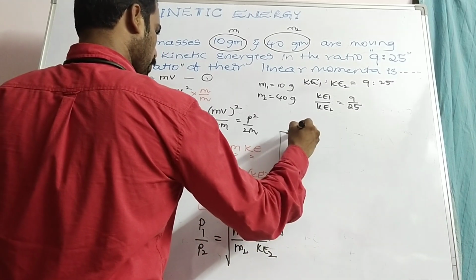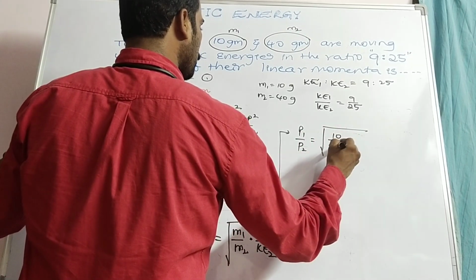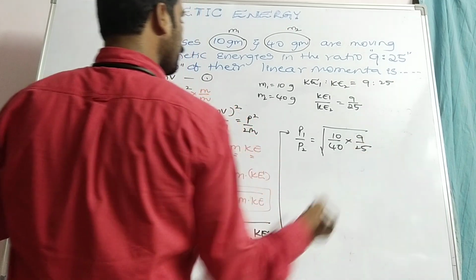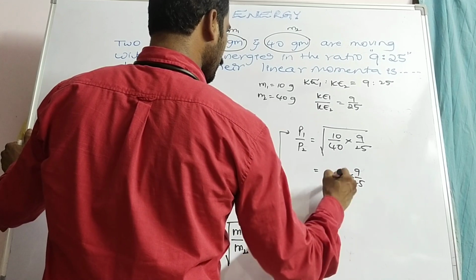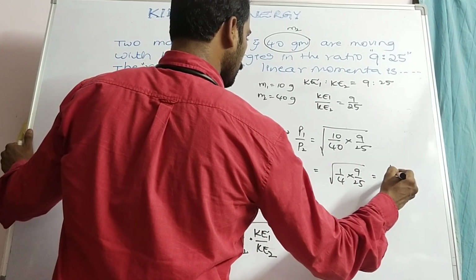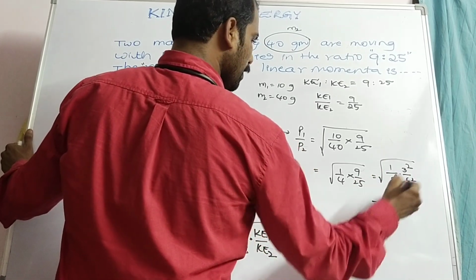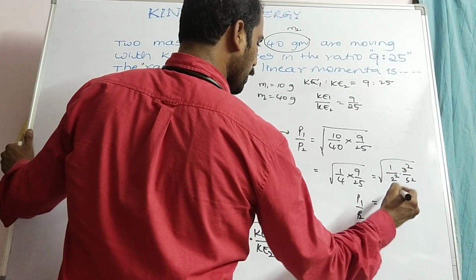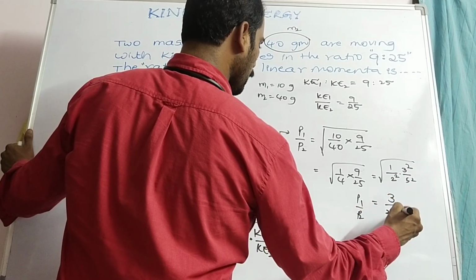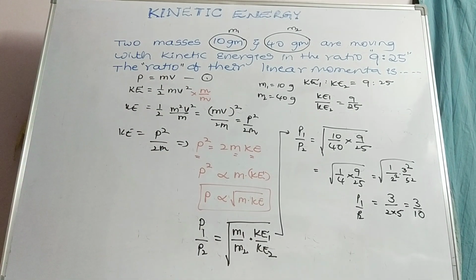Now P1 by P2 is equal to root of (10 by 40) into (9 by 25). That is equal to root of (1 by 4) into (9 by 25), that can be written as root of (1 by 2 square) into (3 square by 5 square). By removing the squares we find P1 by P2 is equal to 3 by (2 into 5), that is equal to 3 by 10. P1 by P2 is equal to 3 by 10 is the ratio.